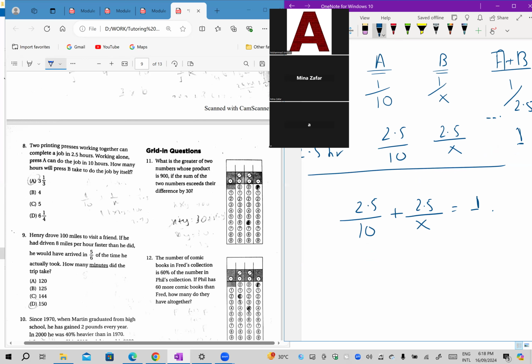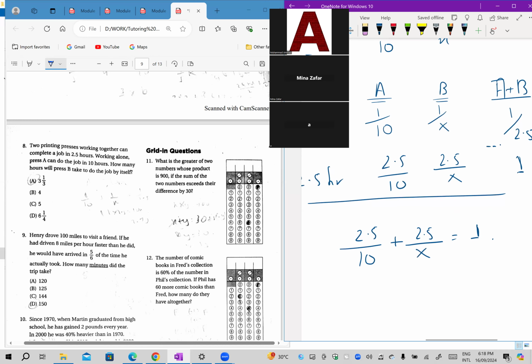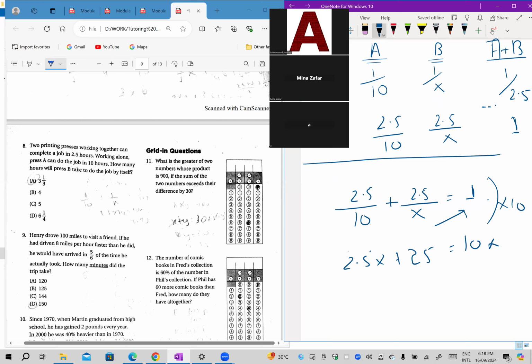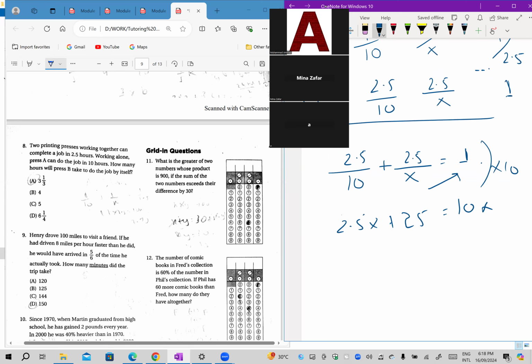Now, just to remove this 10, you can multiply the entire equation by 10, okay? So if you multiply the entire thing by 10, you'll get 2.5x plus 25 is equal to 10x. We're taking this x on the other side, basically. ठीक है, हमने LCM लिया, and we took this 10x on the other side.